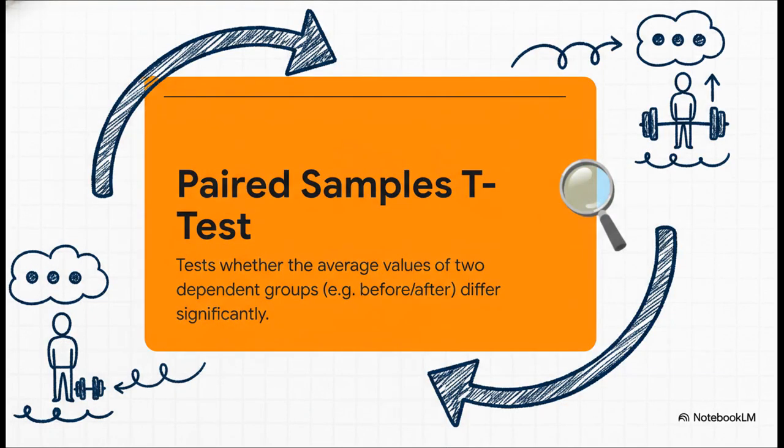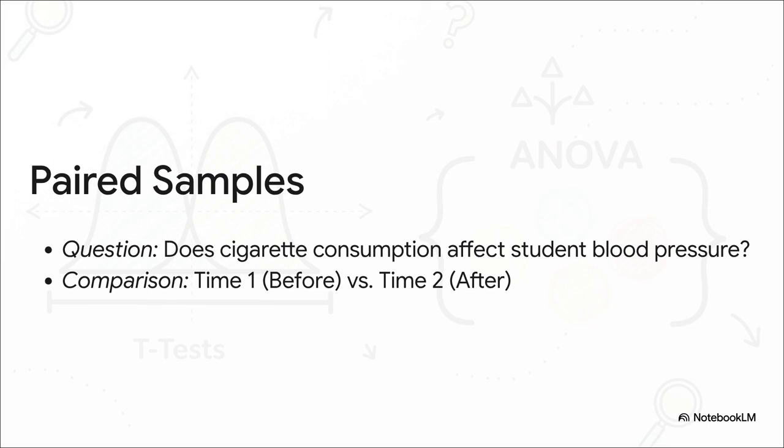And finally, there's the paired samples t-test. The magic word here is paired. You use this when you have two sets of measurements, but they're coming from the exact same group of people or things. The classic example is a before and after scenario. A perfect example would be measuring the blood pressure of a group of people before they quit smoking, and then measuring the blood pressure of those very same people 6 months after they quit.